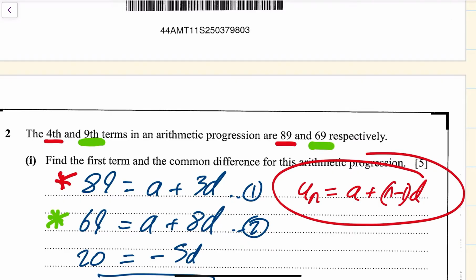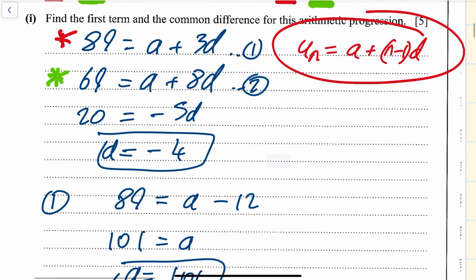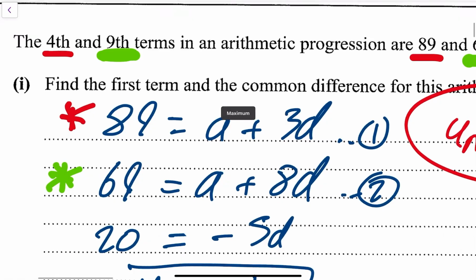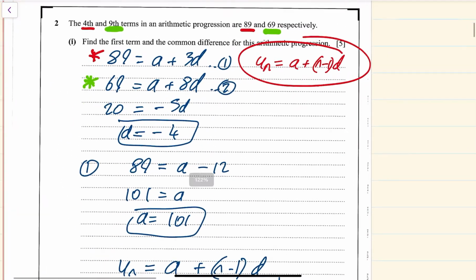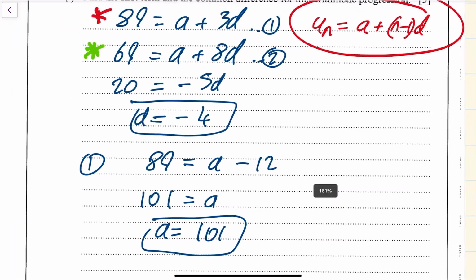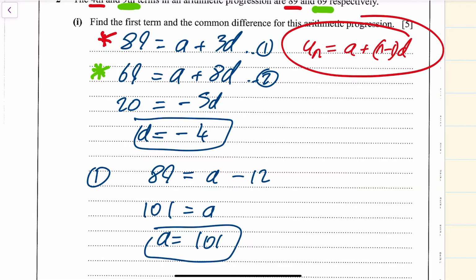The ninth term is 69, so 69 equals a plus 8d. Now, these are a pair of simultaneous equations, which you can go on and solve to give you d is equal to minus 4 and a is equal to 101. Is that right? Yep, 101.